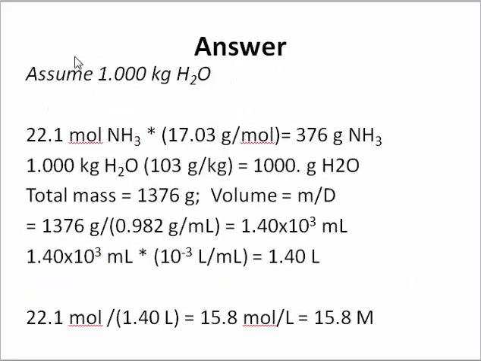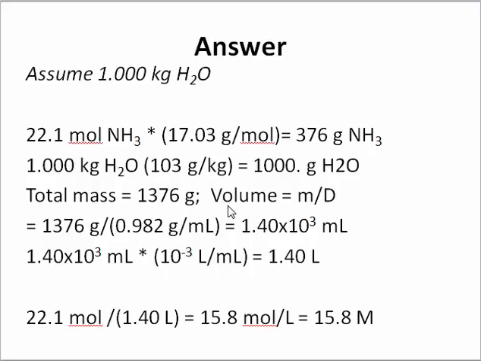So as stated in the hint, we will assume a kilogram of water. We then know that there are 22.1 moles of ammonia, which we can convert to grams, 376 grams NH3. We've assumed a kilogram of water. That means that we have 1,000 grams of water. Or our total mass is 1,000 plus 376, or 1,376 grams.